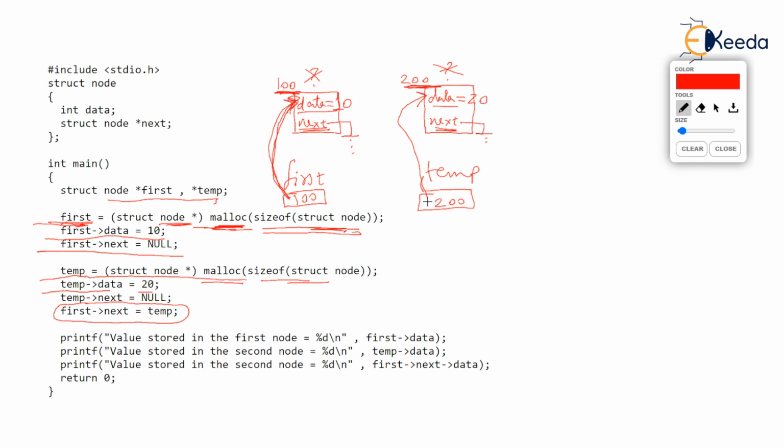So first arrow next will literally become equal to temp. So this next will become 200. What that means is this next will no more be null. It will no more be null, but it will point to 200 because we have made first arrow next, this pointer next, equal to temp, isn't it? Here is temp, and temp is 200. So 200 has got literally copied in first arrow next. So next points this node. You're watching now, we have created a node and that node is connected to other node.